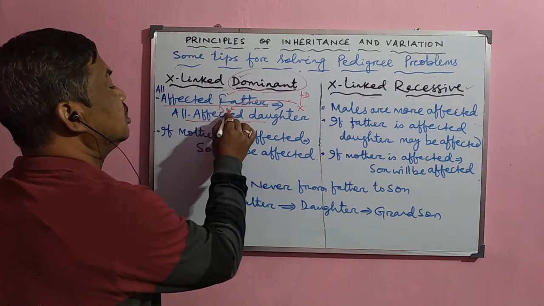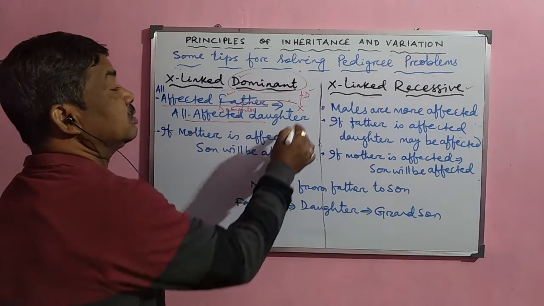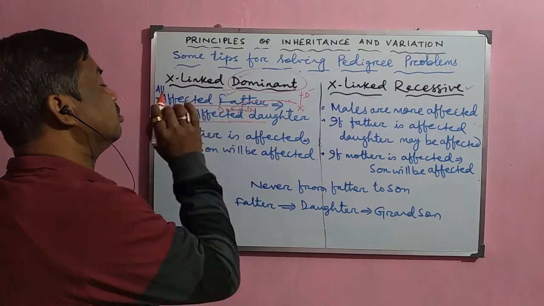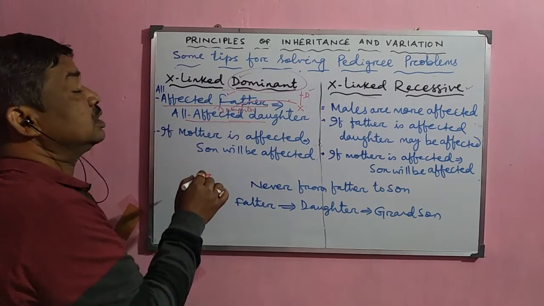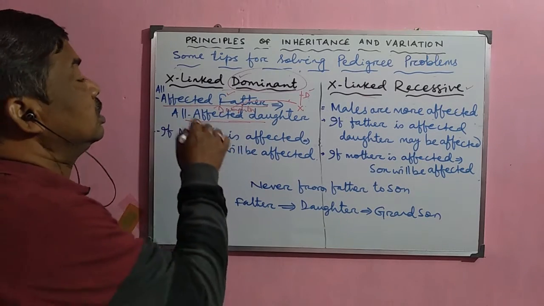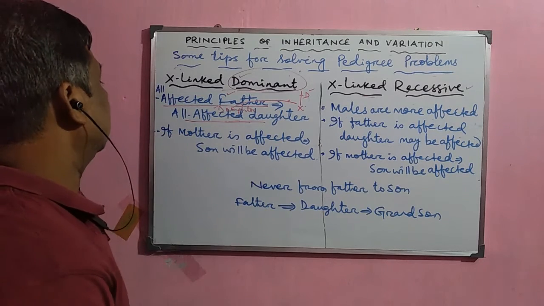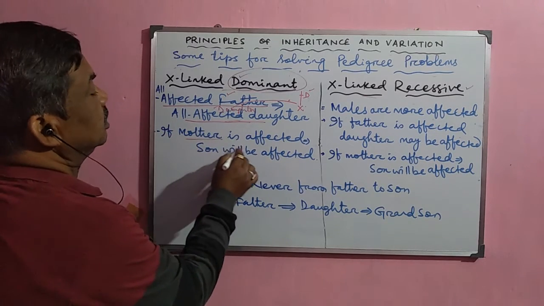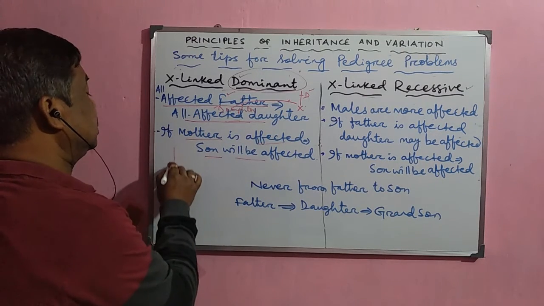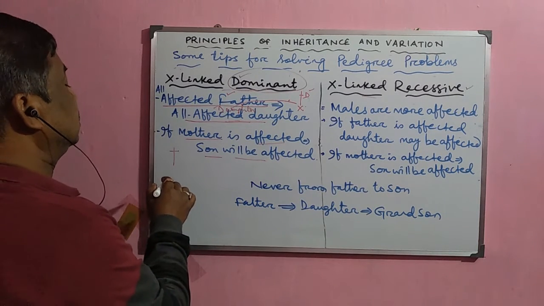So that is why the daughter must be affected, because this X chromosome having the dominant defective gene must be transferred to the daughter. So if the father has the disorder, then all the daughters will have the same disorder. Now, if the mother is affected, then the son may be affected, because if the mother is affected, that means the mother has the dominant gene here.